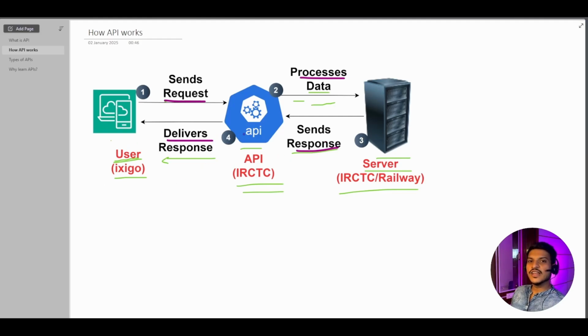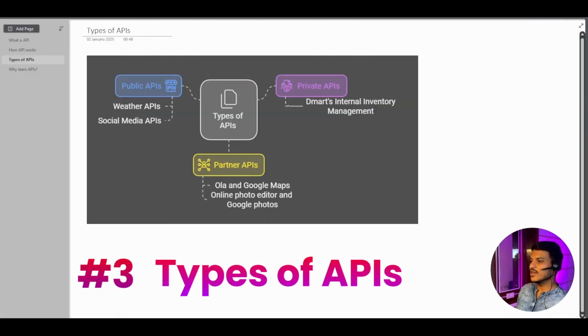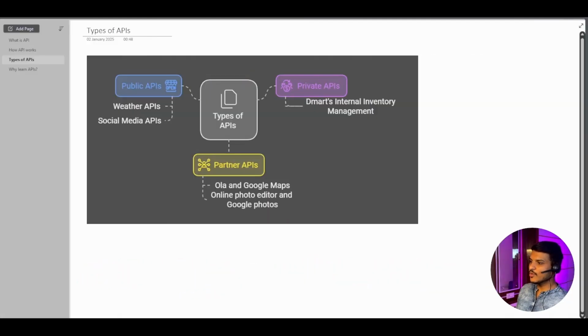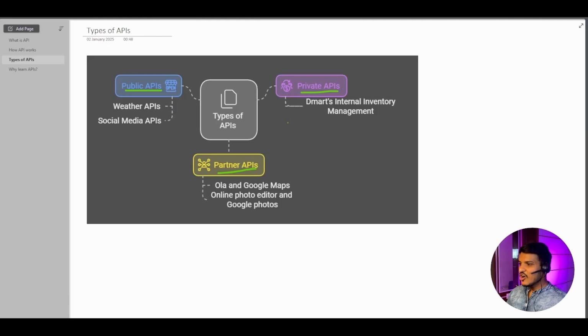Now we will see the different types of APIs. Now there are multiple types of APIs available. If I talk about the 3 popular ones, they are public APIs, private APIs and then partner APIs. So we will see all of them one by one. Firstly we will see public APIs.